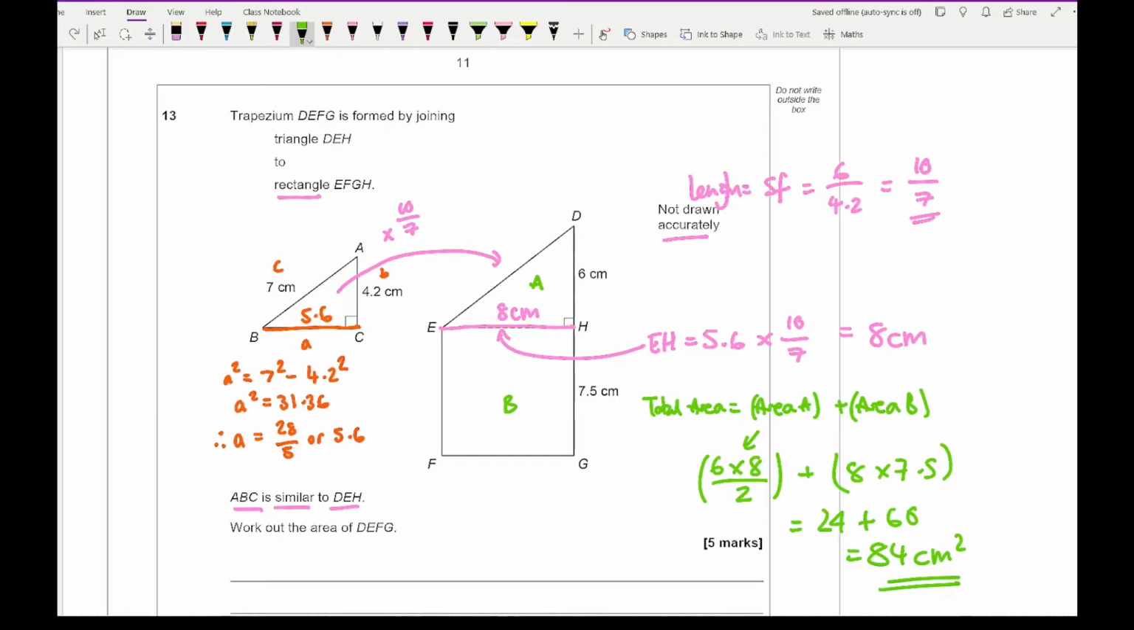Alternatively, another method you could have used is to work out the area of ABC, then work out the area scale factor, which is 10 over 7 squared. That will tell me what the area of the triangle was, and then I could work out the area of B. But I'd still need to work out what this length here is. So I personally would say the method I've shown on screen is probably the easiest.